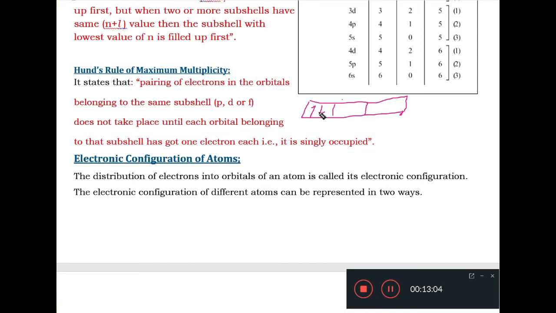Here are the 3 orbitals of the same subshell, the p subshell. Okay, this pairing does not take place until each orbital, means these 3 orbitals belonging to that subshell, has got one electron each, means we have to singly occupy the orbitals first. How? Now the second electron will go to the next orbital of the same subshell. There is one more orbital of the same subshell, so the next electron will go here. Now after unpairing, pairing will start. The fourth electron will go here, the fifth here and the sixth here. So student, if I ask you which one is the fifth electron out of these 6 electrons, so this one is the fifth electron. Okay, so in this manner we fill electrons in a subshell.